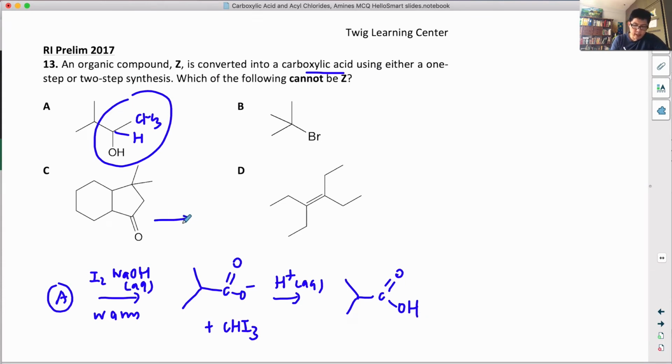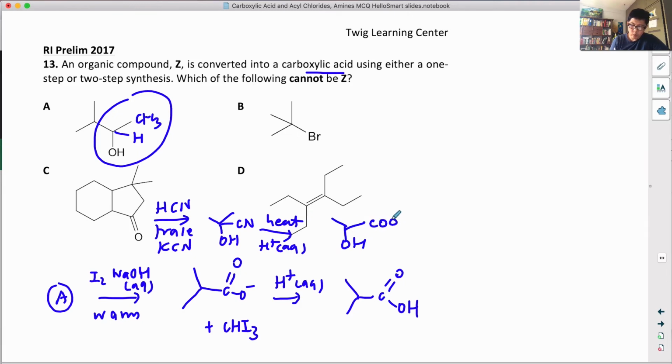Over here you can add HCN, trace KCN. So what happens? Your carbonyl becomes a cyanohydrin, and after that you can also add H plus and heat, acid hydrolysis. So what happens? The CN becomes COOH. Can you see that? So you show 2 steps.